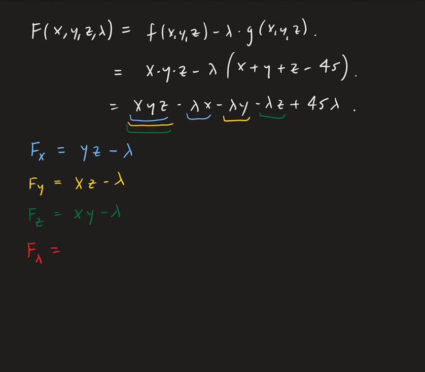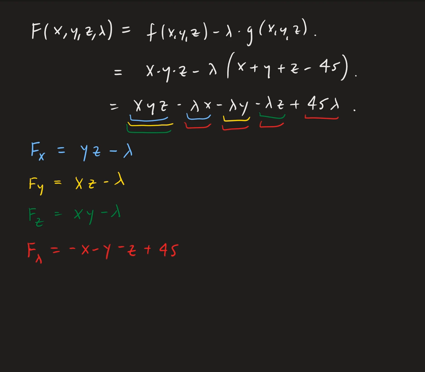So that's going to be this one, this one, this one, this one. Okay, so the first one, xyz, there's no lambda in there, so that's going to be 0. Okay, so we're going to get minus x minus y minus z plus 45. Okay, so now those are our partials.